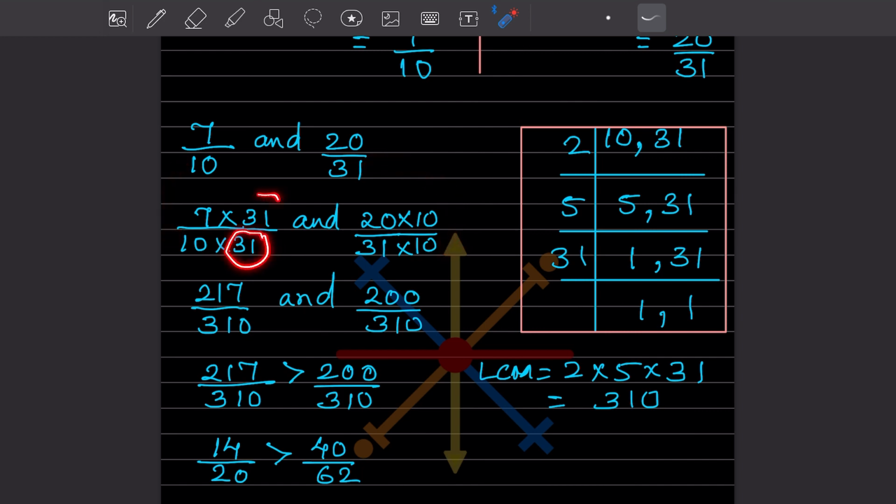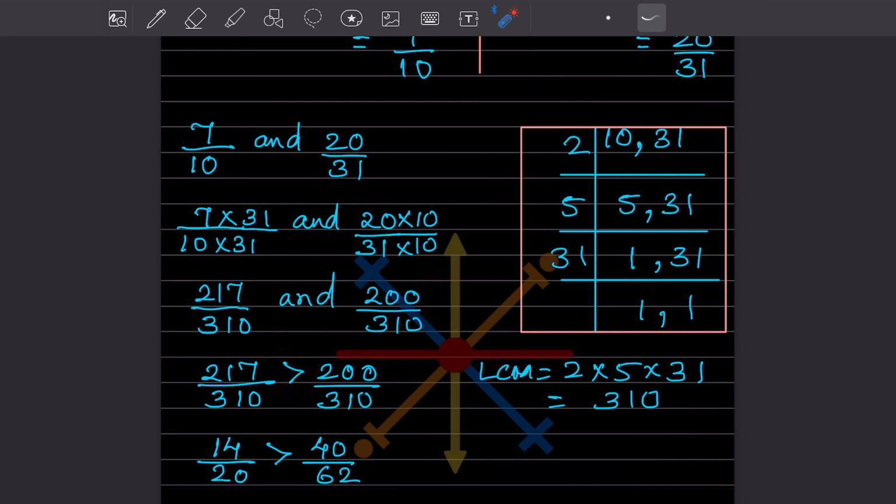Because this is 31, this also should be 31. This is 10, this also should be 10. 31 sevens are 217 over here. Then this is 310, 200, 310. Now you're going to compare between this and this one. So 217 is bigger than 200.